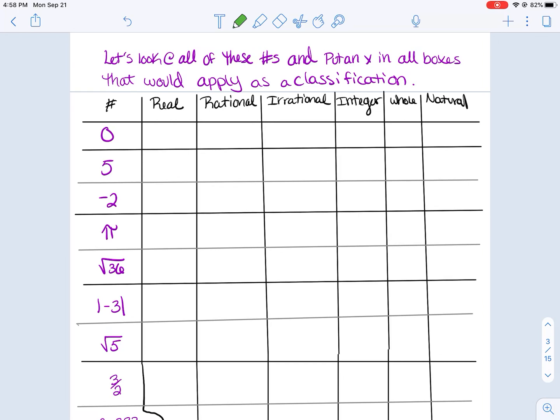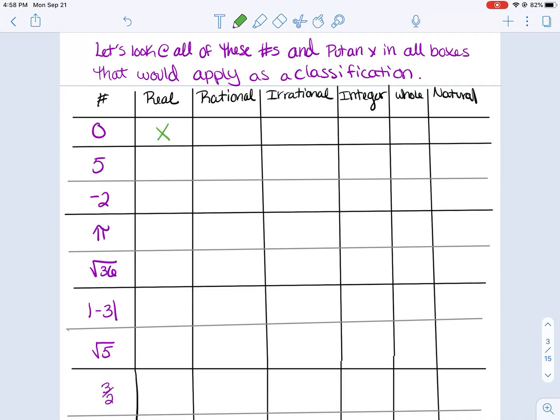The first one is the number 0. Well, we know 0 is real, all right? We know it is rational because I can write it like a fraction, right? 0 over 0. If it's rational, then it can't be irrational. Would it be an integer? So is it a number on our number line? Yep. Maybe that's a confusing way to mark it with an X, but that means that it can be that classification. So it is an integer because it's on our number line. Is it a whole number? 0 is part of the whole numbers, but it's not a natural number, right? So that I can't fill in.